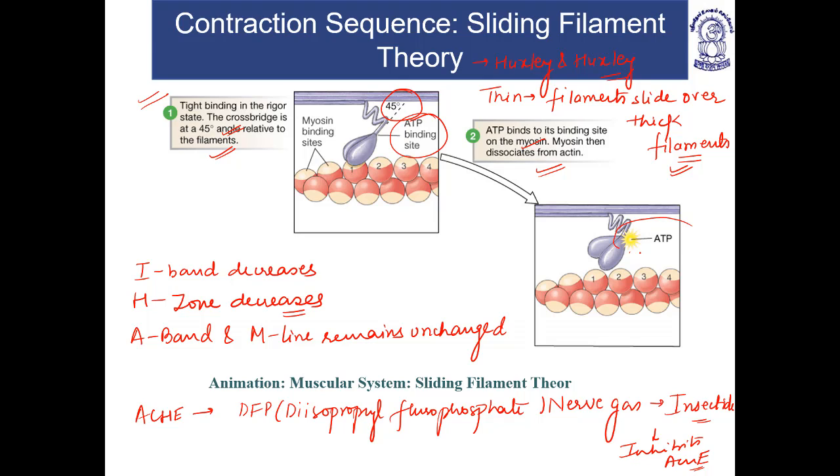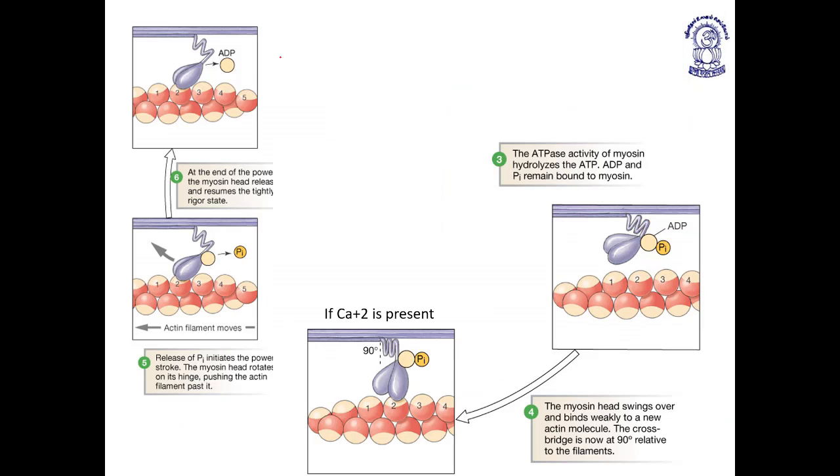Here you can see the picture. First, there was a tight binding in the rigor state, the contracted state. The cross bridge is at an angle of 45 degrees. ATP binds to its binding site on the myosin. The myosin then dissociates from actin. Now, the ATPase activity of myosin hydrolyzes the ATP into ADP and inorganic phosphate, which remain bound to myosin.